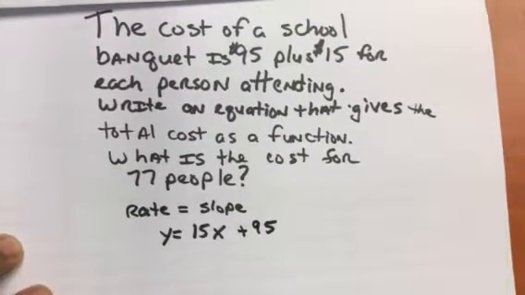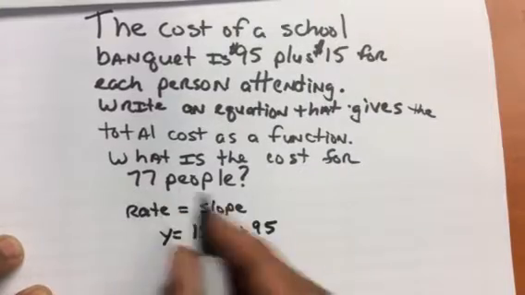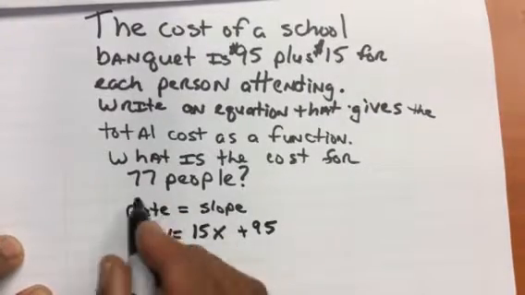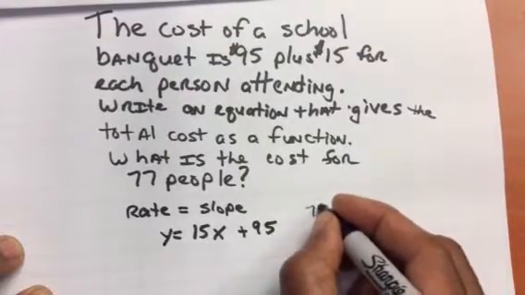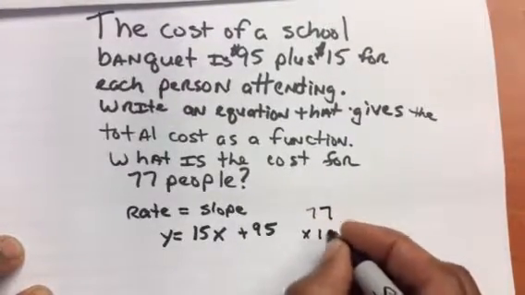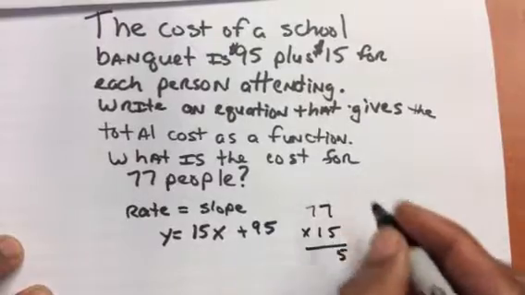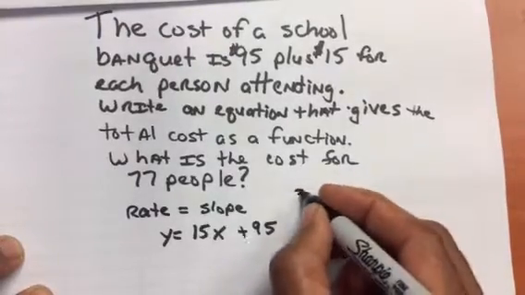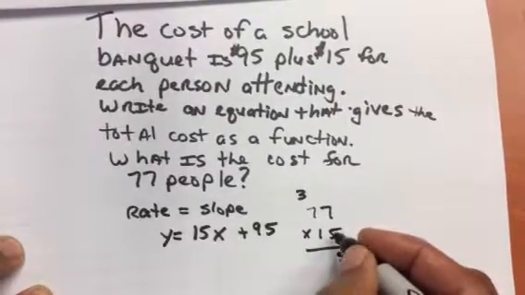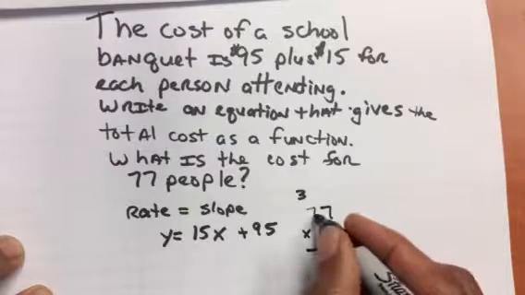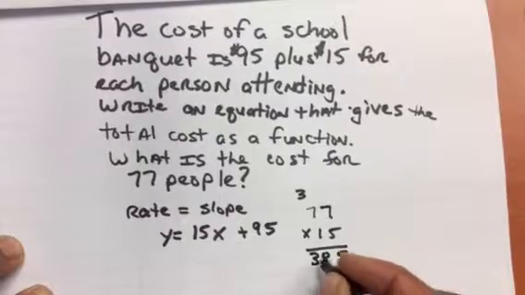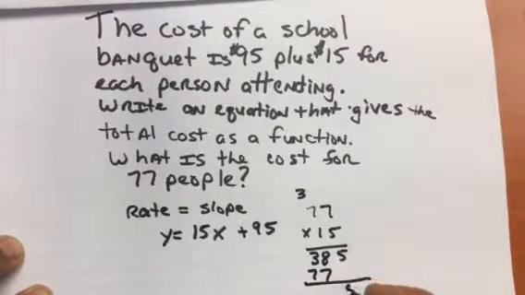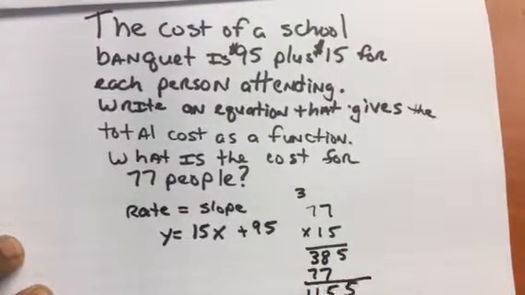Okay. Now, how do we calculate the total cost for 77 people? Of course, the 77 people, we're going to multiply times 15. So you got 77 times 15. Let's do this real quick. No calculator. Please stop using calculators for basic math. What's that? 5 times 7, which is 35, plus 8. It's going to be 38.